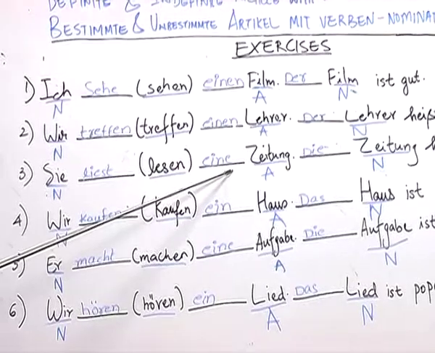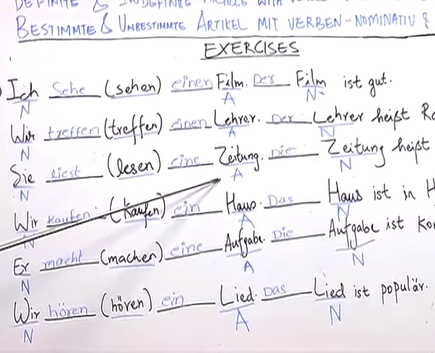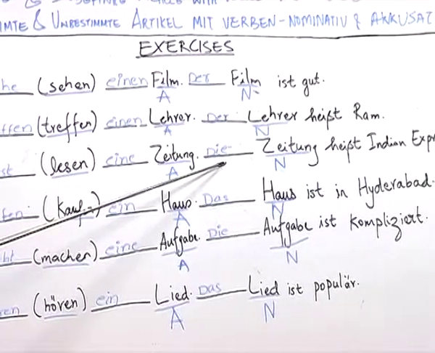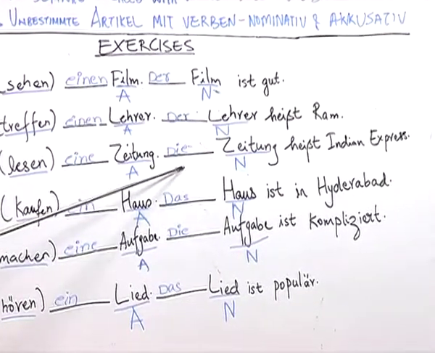of the indefinite article eine, which appears in accusative. And here we can see that the student wrote the correct definite article for the noun Zeitung, which is die.